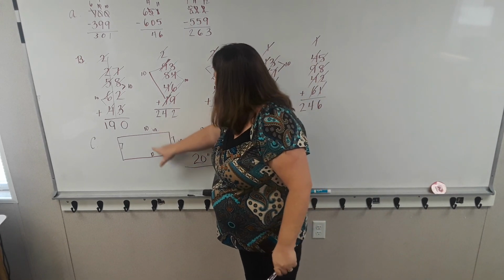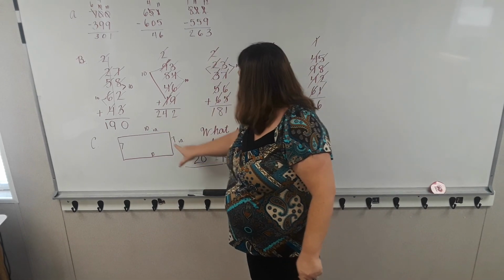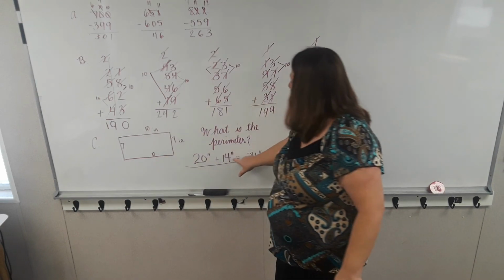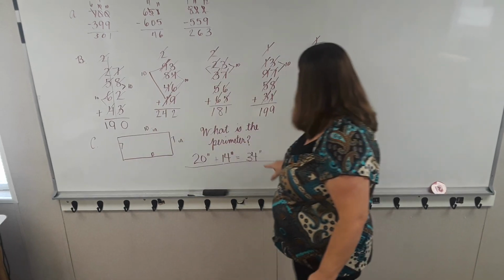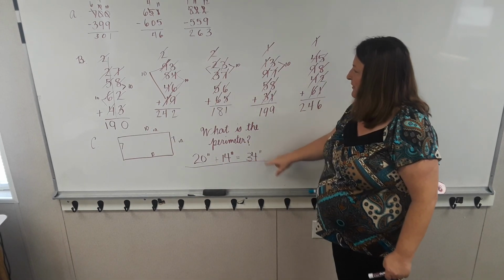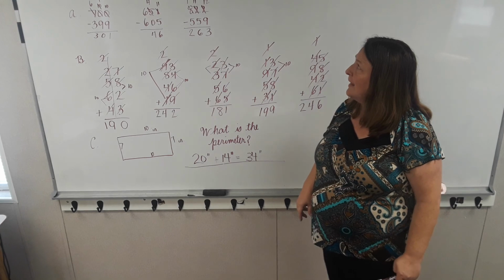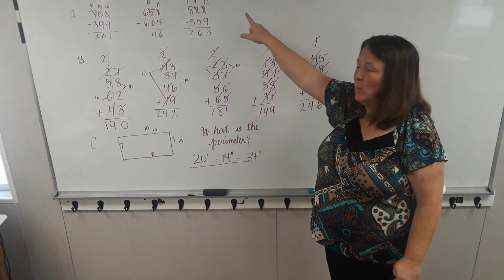Remember, 10 plus 10 equals 20. 7 plus 7 equals 14. We made sure we had all the sides of the shape, and then we add them together to get the perimeter. Go ahead and do your class work and see work for lesson 139.